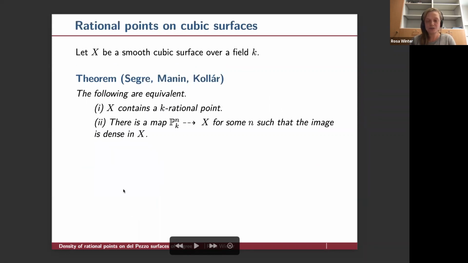What about their rational points? Also there we know quite a lot if you talk about density. So the following statements are equivalent. This is proved consecutively by Segre, Manin, and Colliot-Thélène. If a smooth cubic surface contains a k-rational point, then there is a map from some projective space such that the image is dense in X.